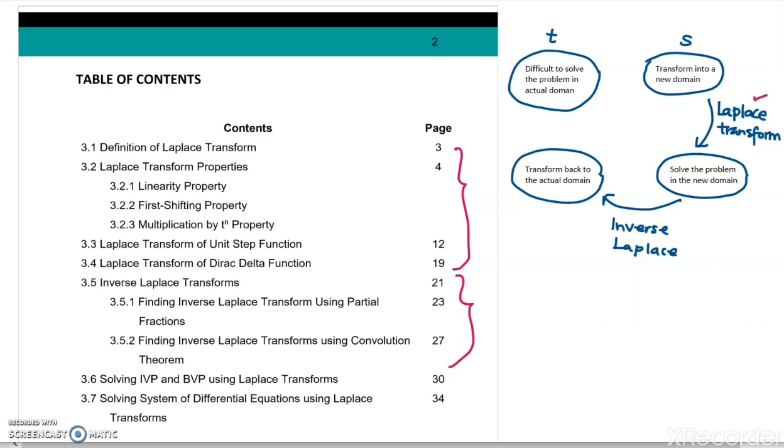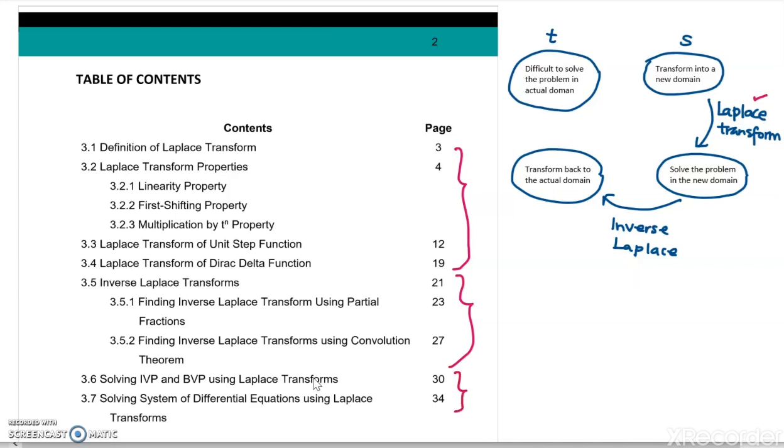Then we are going to see 3.6 and 3.7. In solving the IVP and BVP and also system of differential equation, you are going to do both. You start by transforming into S, you perform the Laplace transform, solve the problem, and then you find the inverse Laplace to get the solution. So you apply both Laplace transform and inverse Laplace transform here.